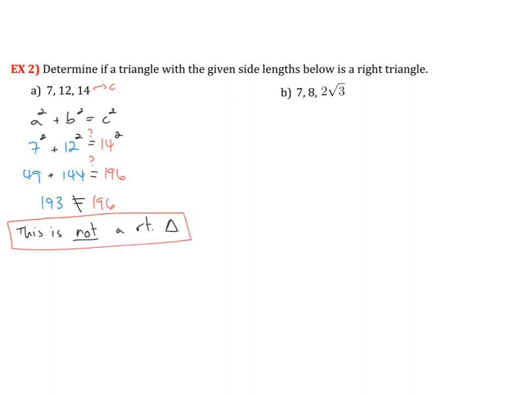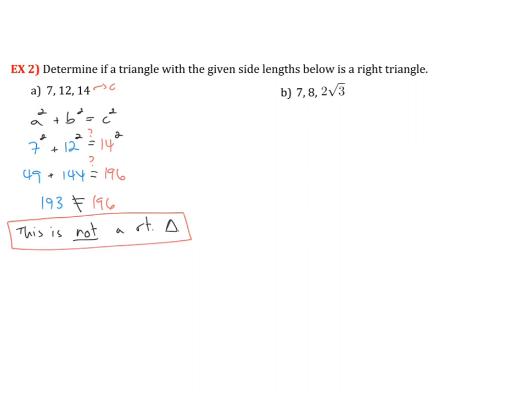All right, moving on to example B. Now, something that's a little bit different with example B is this 2 times the square root of 3. We were working with whole numbers earlier, but this one doesn't give us a whole number. But I can still go ahead and use the Pythagorean theorem, and I'll show you how that works. The first thing I need to figure out is whether 7, 8, or 2 times the square root of 3, which one is the largest number to be C.